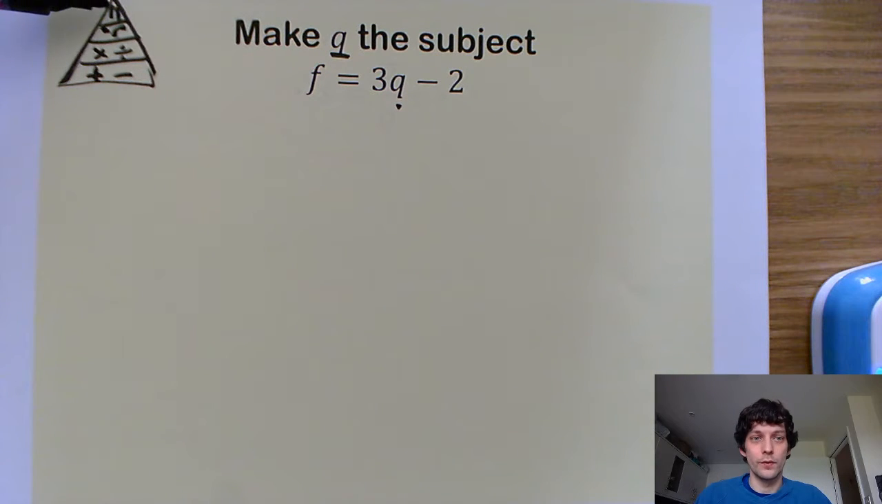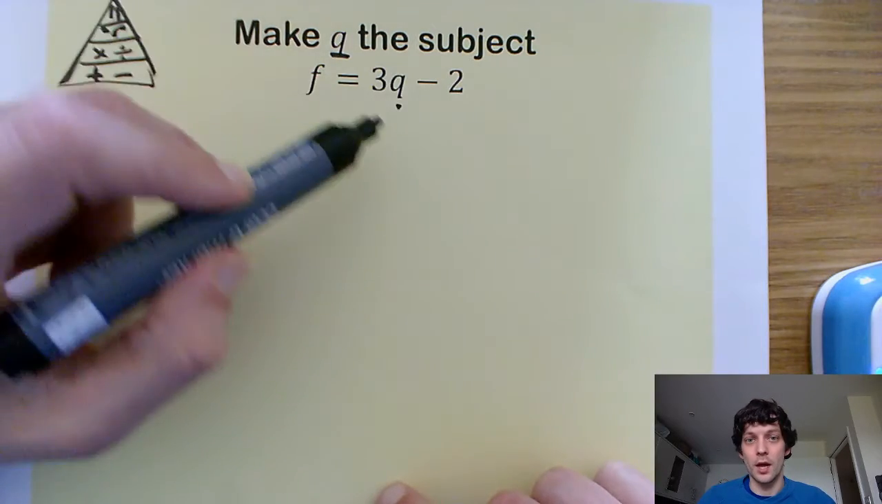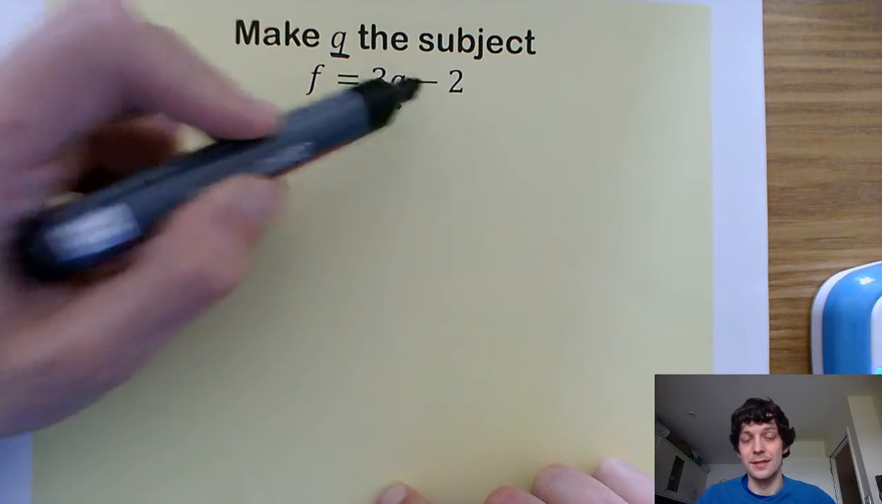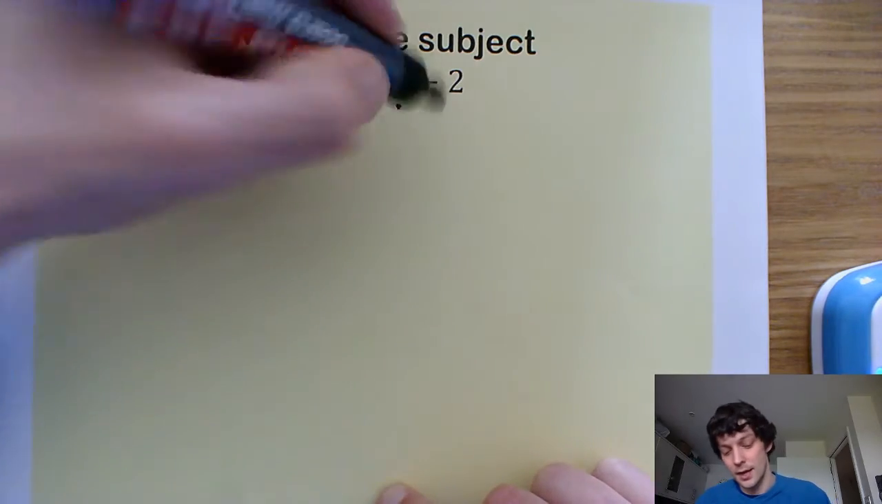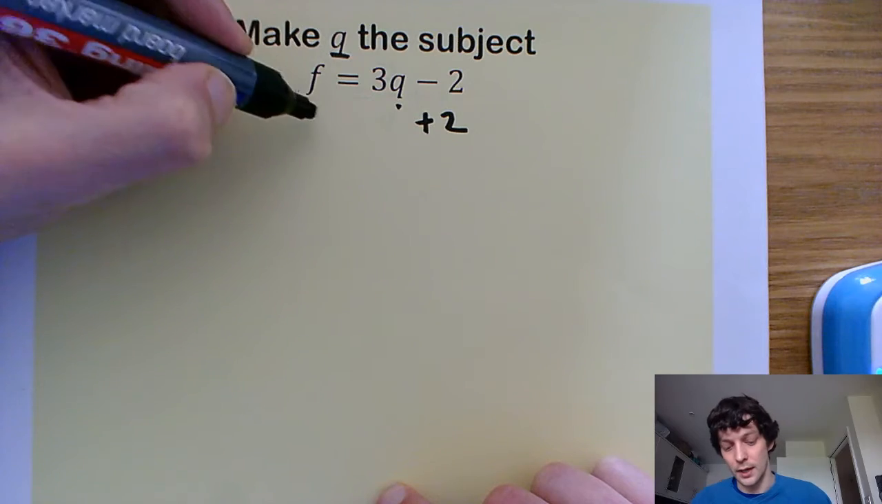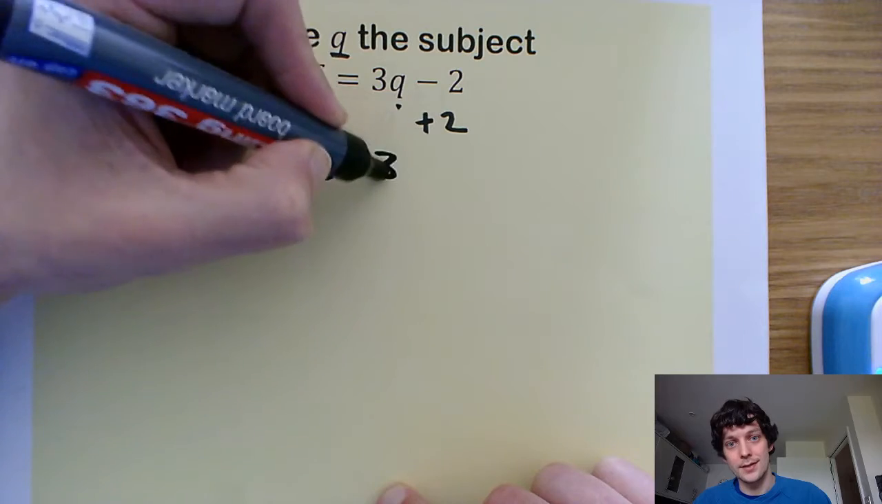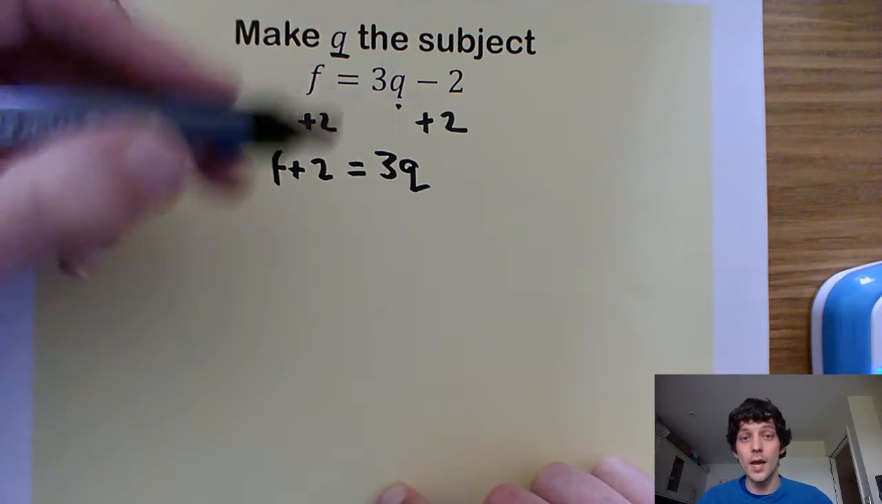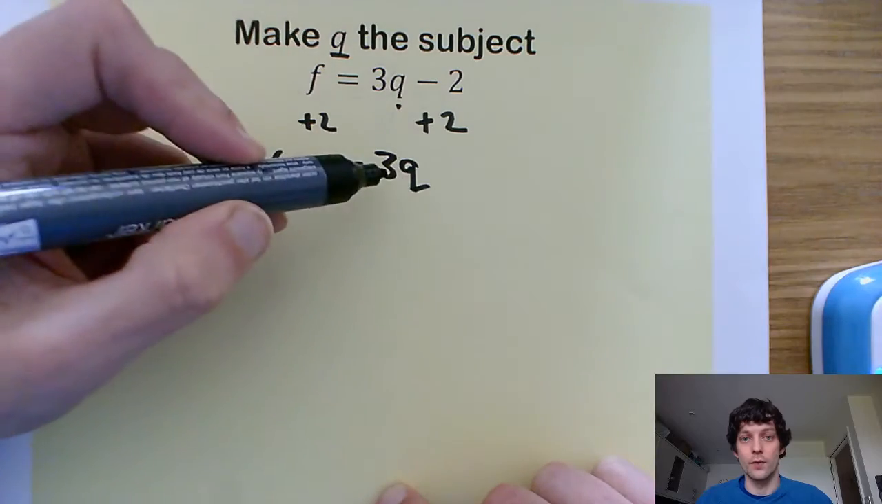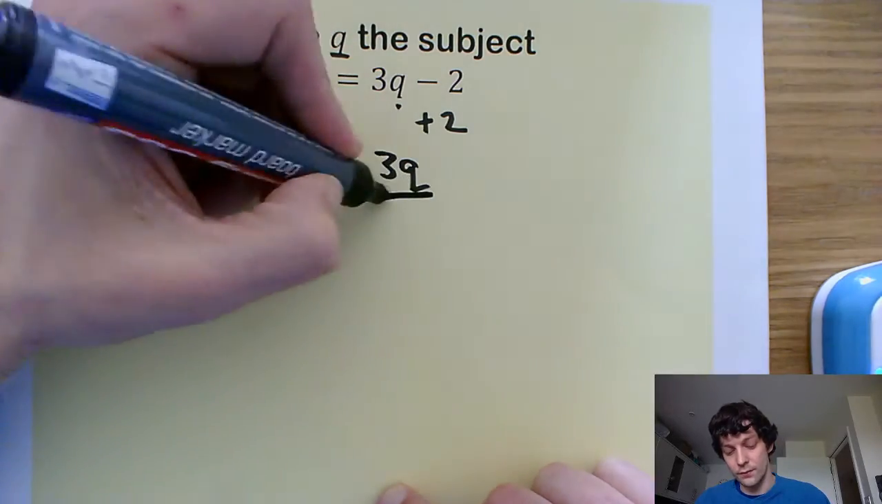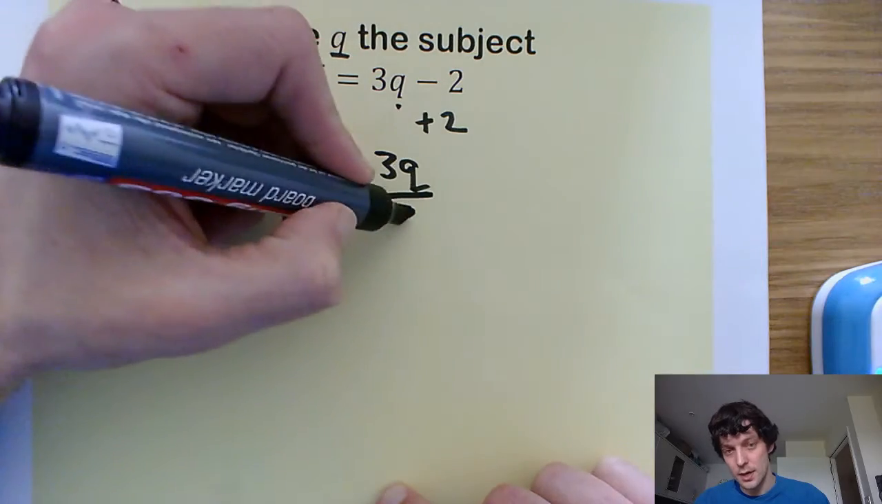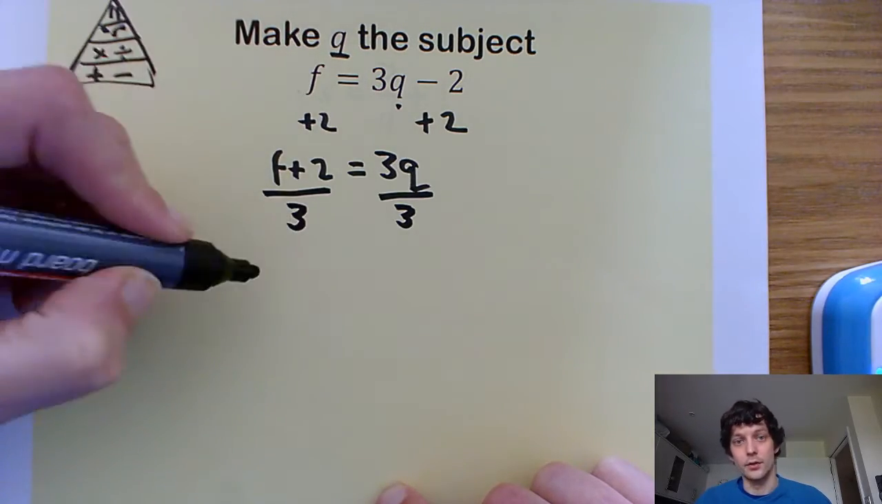When we're doing order of operations, we start at the top of the pyramid and work our way down. Because I'm looking to get the Q on its own here, I'm almost going the opposite way. So I'm starting off with this negative 2. If I want to get rid of that, I need to add 2 to both sides of the equation, so I get F plus 2 is equal to 3Q. And now all I need to get rid of is the 3. I've got 3 multiplied by Q, so to get rid of multiplying by 3, I divide by 3, and I need to do that to both sides.